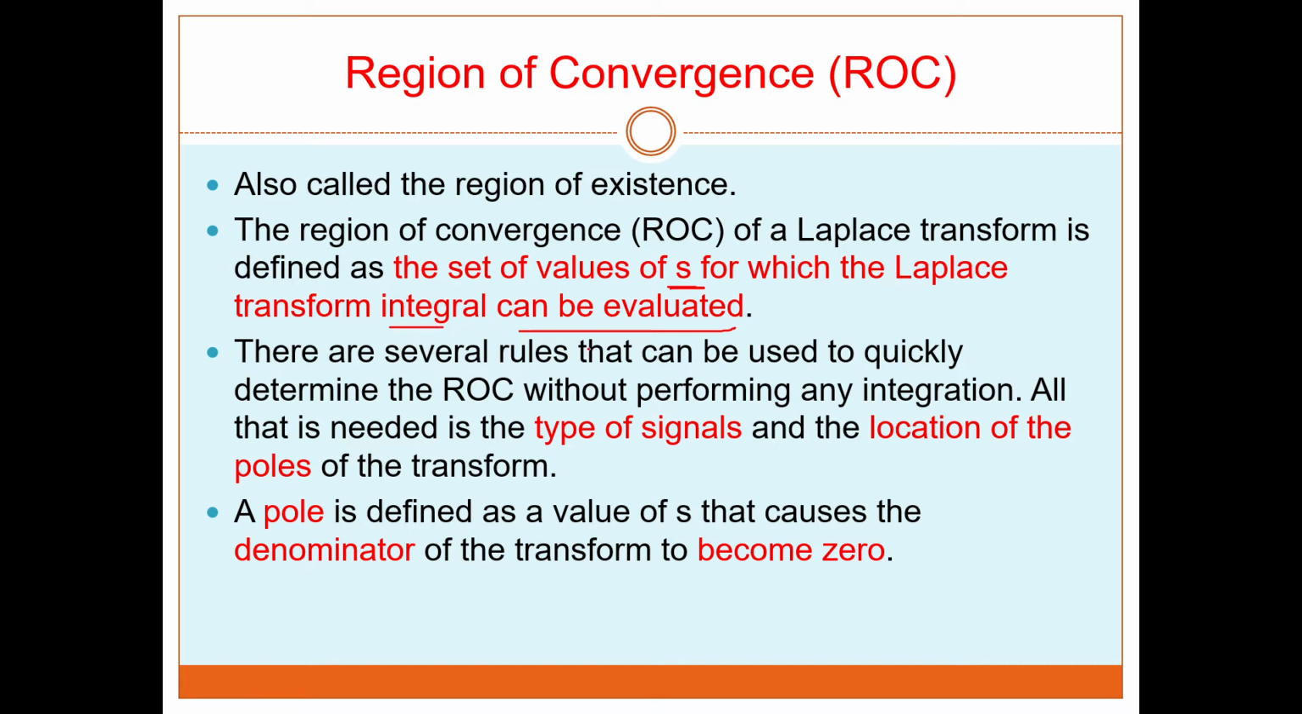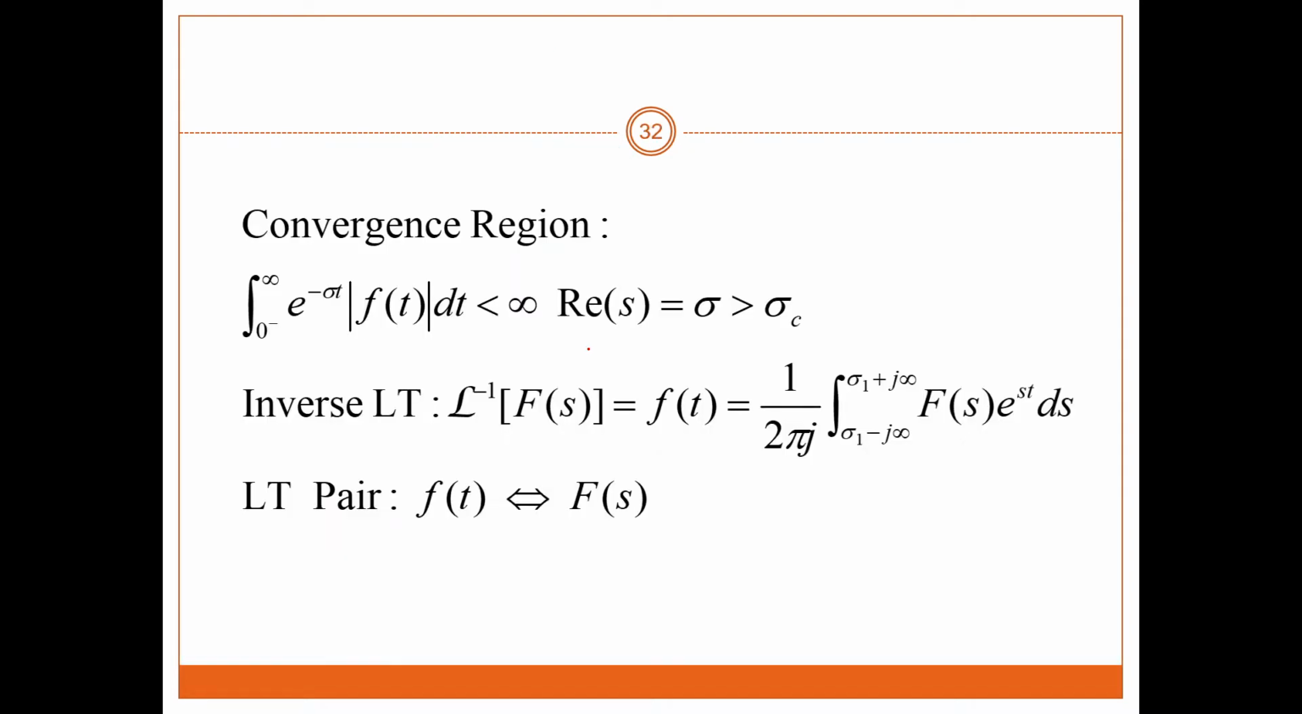Okay, so there are several rules to be used to quickly determine the ROC. That means we have to know the location of the poles and what type of signal we are investigating. A pole is defined as the values of s that cause the denominator of the transform to become 0. So now we have to find the poles and the values for which the integral can be evaluated. That is the region of convergence.